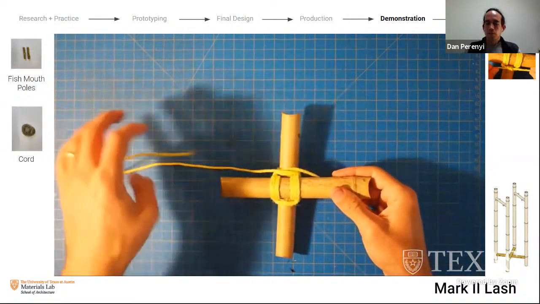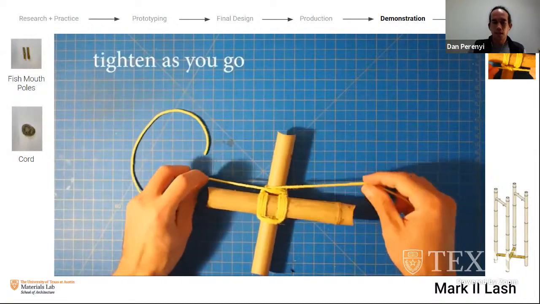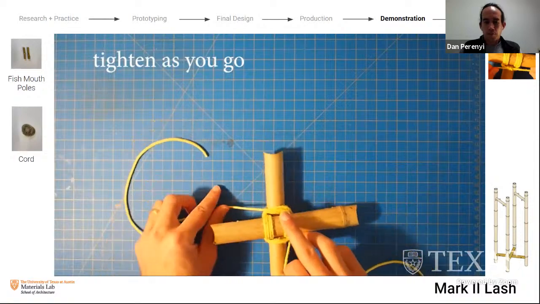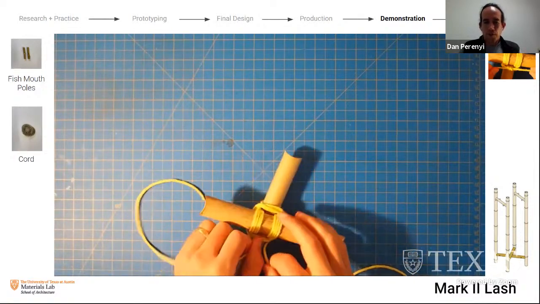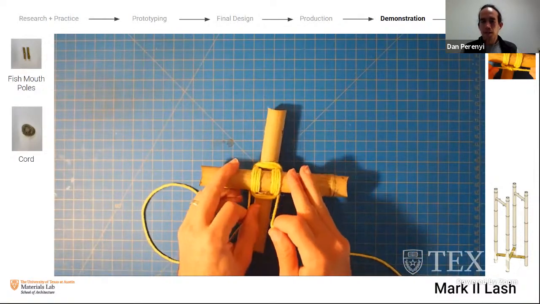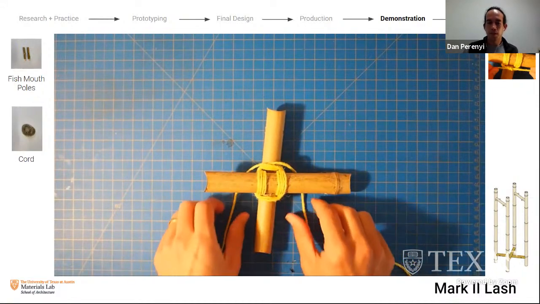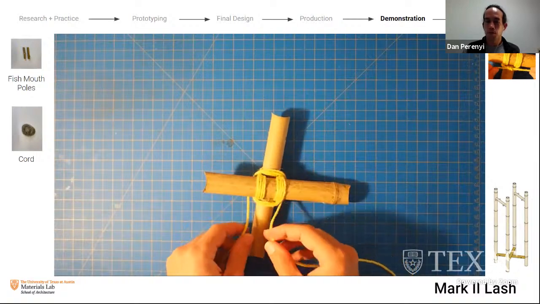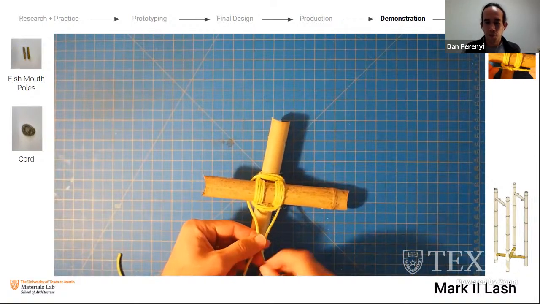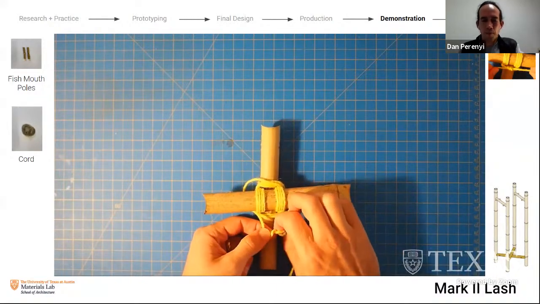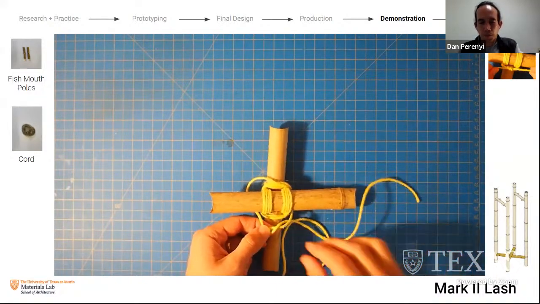And a lot of these knots, you'll find you'll be tightening as you go. It can feel really loose and chaotic, but eventually as all of these forces add up together, it actually becomes pretty sturdy. But until that moment, things can feel pretty shaky and like it's not gonna be held together.